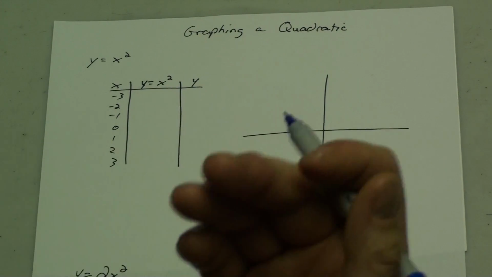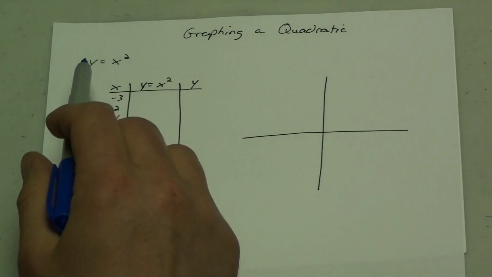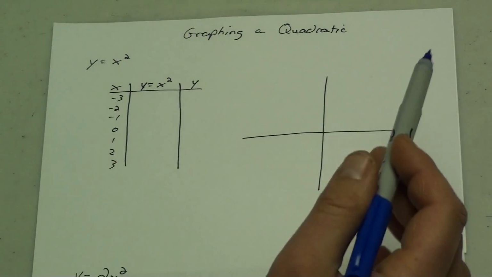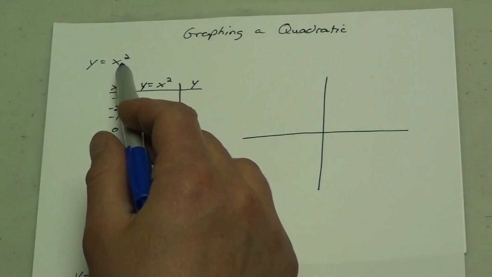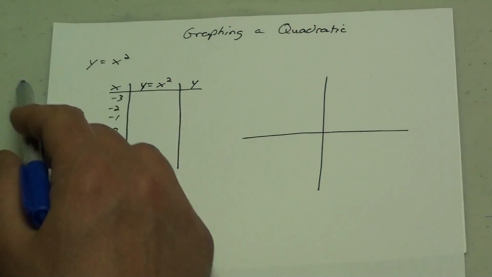This is a lesson on how to graph a quadratic. So the parent quadratic, the most basic quadratic, is y equals x squared. It's the simplest one. Any equation with x squared in it is a quadratic where the highest exponent is 2. So this is the easiest one to have.